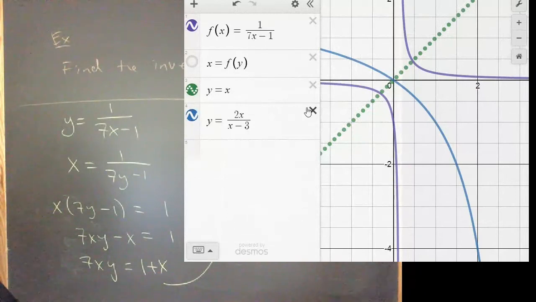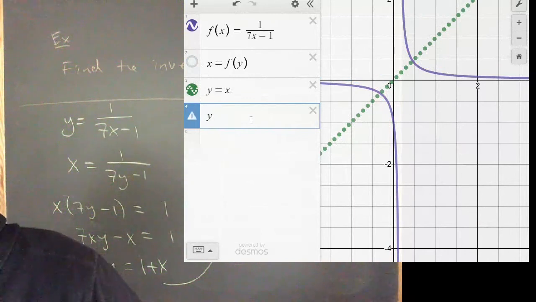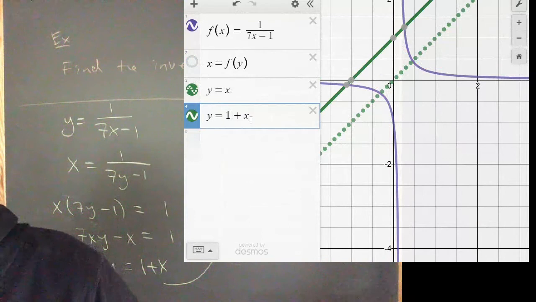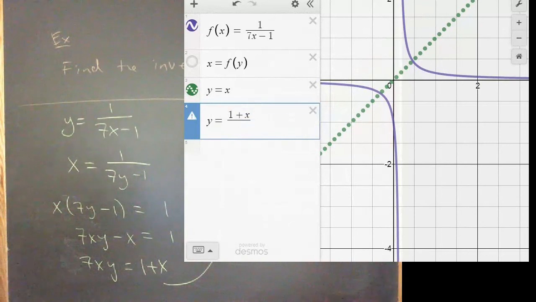And we're going to be interested in finding a formula for the inverse, like we did. And it's going to be this function here in blue, because that's the reflection across that line y equals x, okay? And the formula that we got was y equals 1 plus x, and then that whole thing divided by 7x.